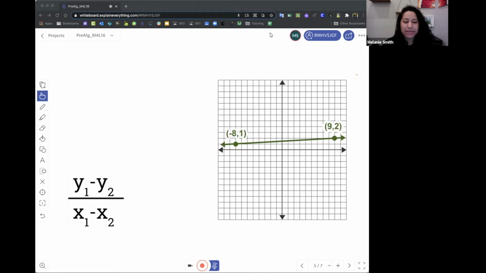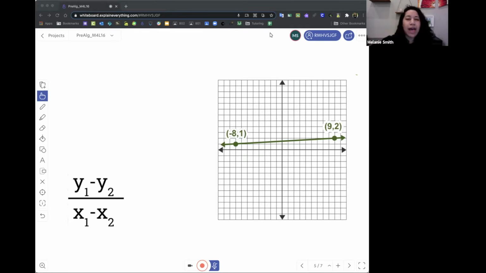This video is going to be about calculating slope given 2 points. So typically when we've been finding slope, we've been counting. We've been counting up and over, up and over, or down and over, down and over. But it was always up or down, and then over.